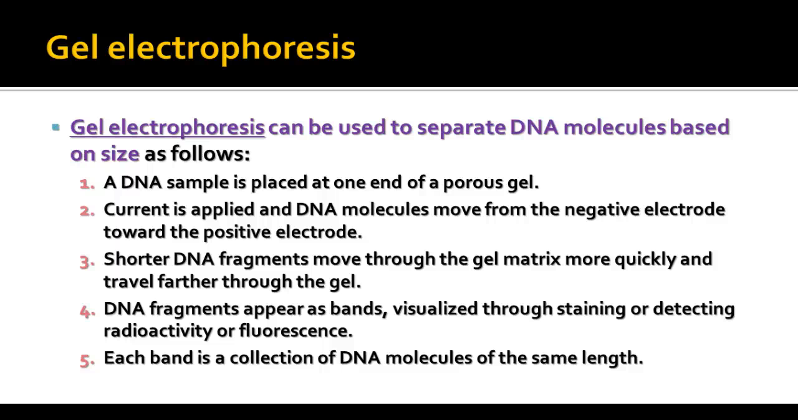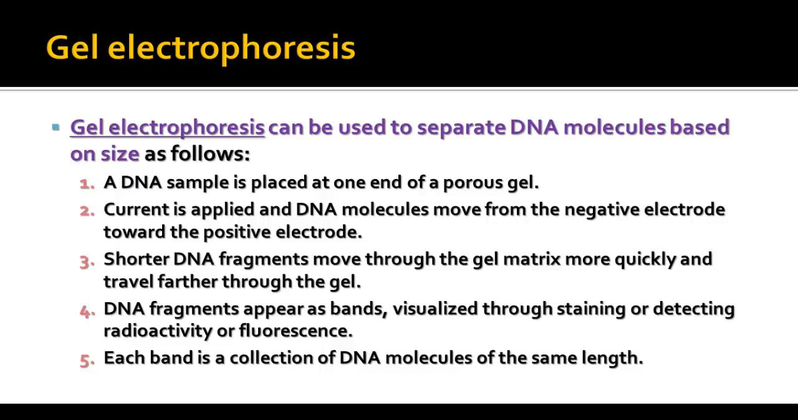The samples are placed in an opening at an end of a gel. The gel is porous and allows molecules to pass through. We're going to apply an electrical current to it. The DNA molecules are going to move from the negative electrode to the positive one because DNA itself has an overall negative charge, and it's going to be repelled by the negative, attracted to the positive. You know, electricity flows from negative to positive because electricity is a flow of electrons, which are negative charges.